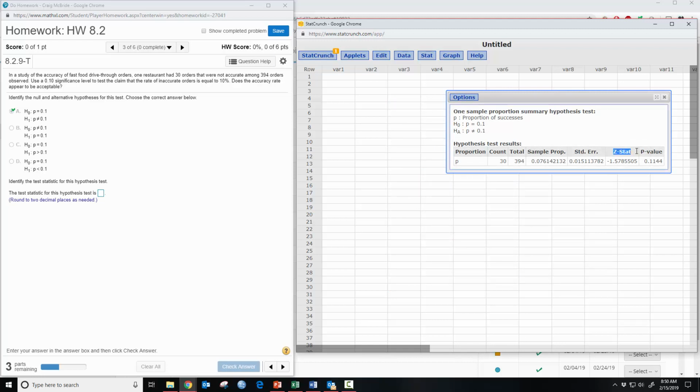It's always the second to last thing you get. For this, it's going to be a z-stat. For the other thing, it's going to be a t-stat. And for standard deviations and variances, it's going to say chi-square stat. Okay, so this is my z-stat here.